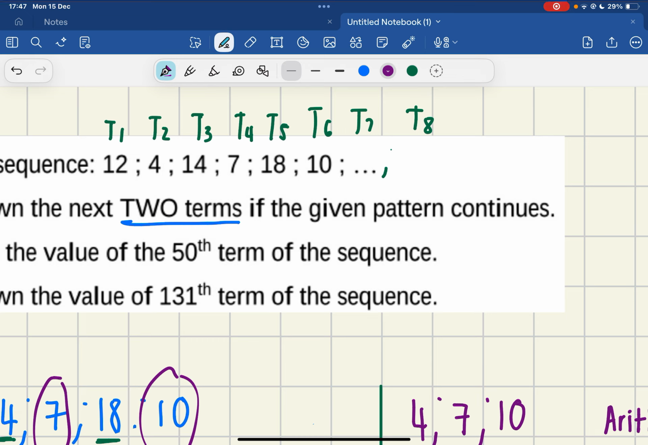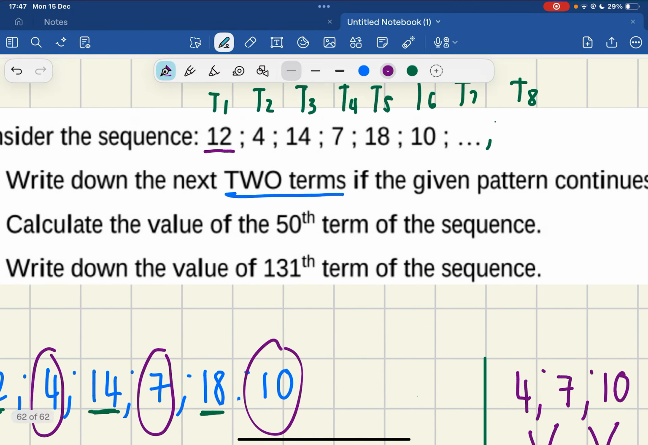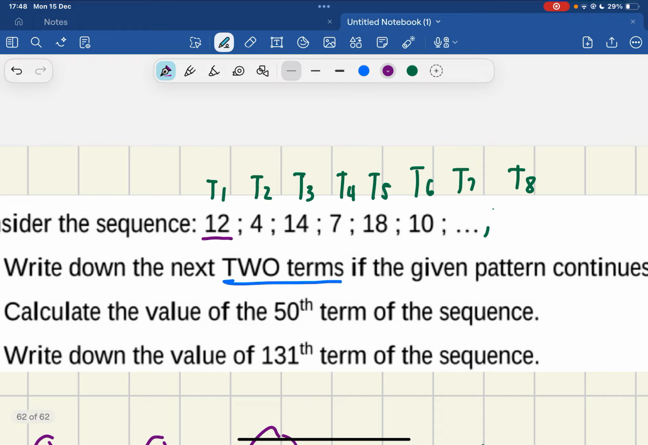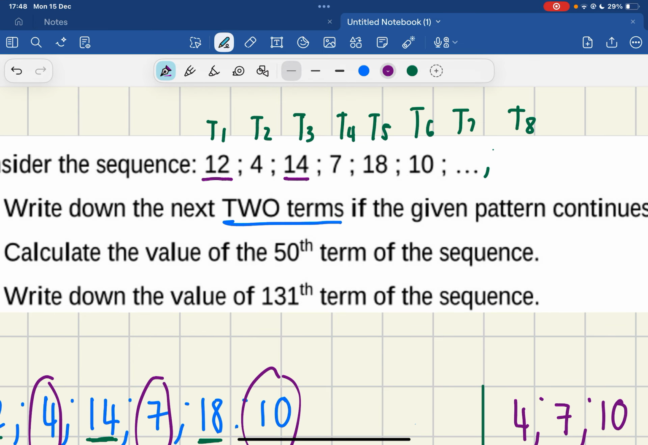In order for us to get T7, let's see under which sequence type T7 falls. Okay, 12 is quadratic. We said skip. 14 is quadratic. We said skip. 18 is quadratic. We said skip. So therefore, T7 is quadratic.